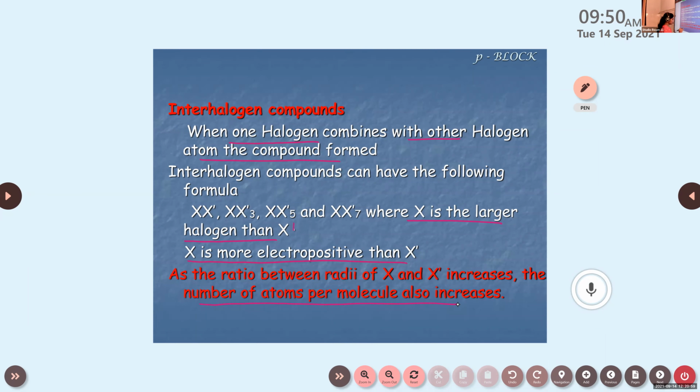So there will be more atoms present in the case of fluorine and iodine, because of the large difference between these halogens, fluorine being at the top of the group and iodine at the bottom, right? So a large number of atoms are combined by fluorine and iodine, because the ratio between the radii of X and X' increases, and the number of atoms per molecule also increases. Here there is a large difference between the radii of fluorine and iodine. That's why its formula is IF7.